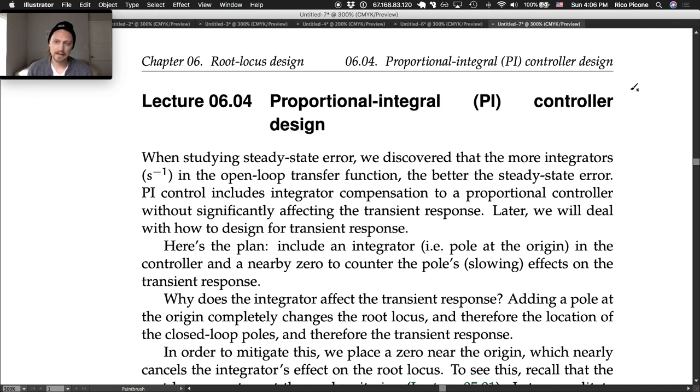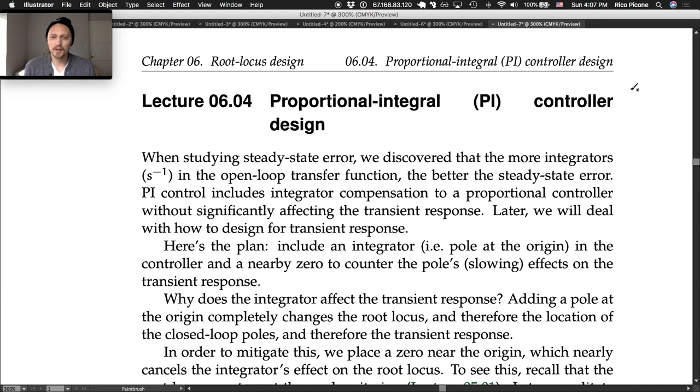And the idea is that we include this integral compensator without significantly affecting the transient response that we had after our proportional design. So we do a proportional control design, and then we add an integral compensator to it, hopefully not affecting the transient response too much, at least not adversely affecting it. Sometimes you can get lucky and you'll positively impact the transient response when you add the integrator. Typically, the opposite is true, however.